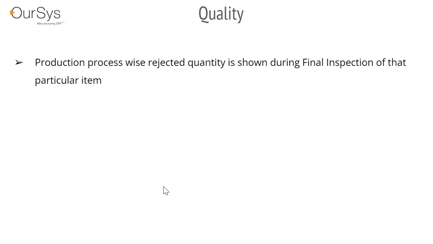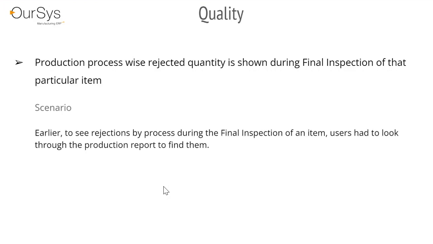Production wise rejected quantity is shown during final inspection of the particular line item. Previously, if the user wanted to see which parts were rejected during the final inspection of an item, they had to manually search through the entire production report. This process was very time consuming because they had to sift through a lot of information to find the rejected part.